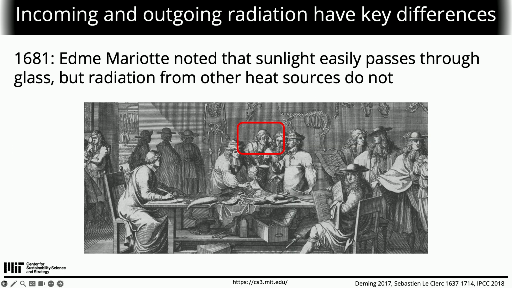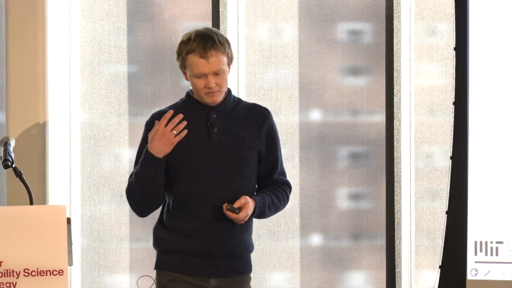And this has been a question that scientists have thought about for a really long time. In the late 1600s, a French physicist named Aimé Mariette noticed that sunlight, or this incoming solar radiation, is able to easily pass through materials like glass, whereas other types of radiation, such as that emitted from a hot stove or from a fire, are not able to pass through materials. So early on, people were aware that sunlight has different properties than other types of radiation, and perhaps that might be important for bigger scale questions like what controls the climate.